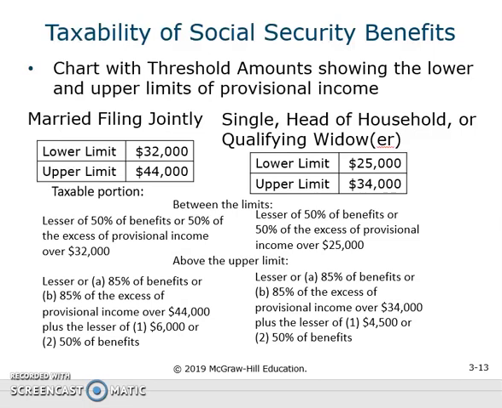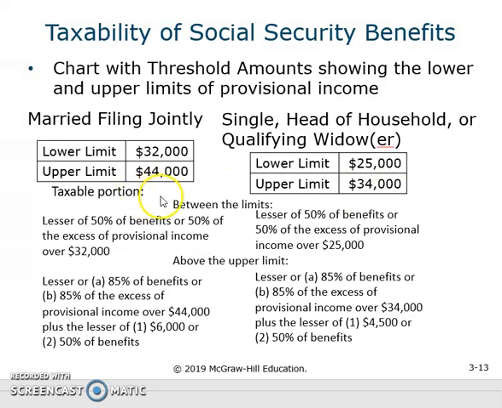So to determine the taxability of the Social Security benefits, we're going to have to look at the threshold amounts that are shown in the following charts for married filing jointly, and also for single, head of household, or qualifying widower. For married filing jointly, the lower limit is $32,000 and the upper limit is $44,000. For a single, head of household, or qualifying widower, the lower limit is $25,000 and the upper limit is $34,000.